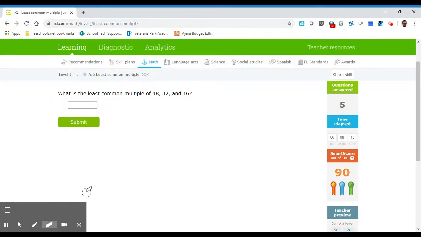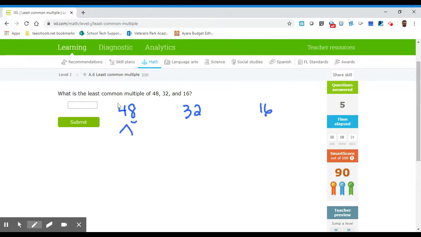Okay, this will be the last one. We have 3 numbers. These are a little bit more complex. We're now in the 90 plus for our SmartScore. We have 48, 32, and 16. So let's write down our numbers. 32 and 16, they're even. So you could do 6 times 8, though. 6 times 8 is 48, right? And 3 times 2 is 6. Both are prime. Circle them. We know that 4 times 2 is 8. And we know that 2 times 2 is 4.